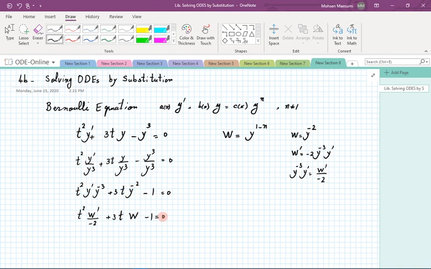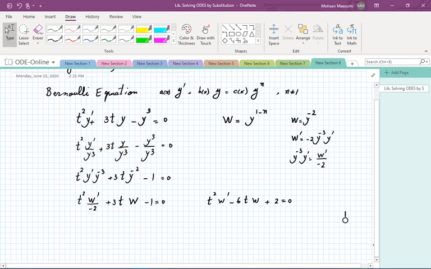Now we recognize this as an instance of integrating factor problem. The nonlinearity is gone. It's a first order equation which is linear, and we can approach it by integrating factors. So what I will do, let's clean up by multiplying with minus 2 first. So t squared w prime minus 6t w plus 2 is equal to 0. I rearrange it so that it conforms to the style that we had before.